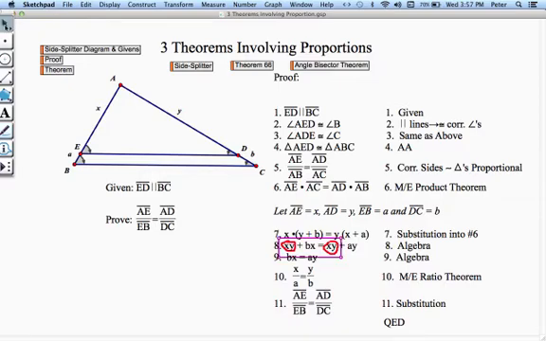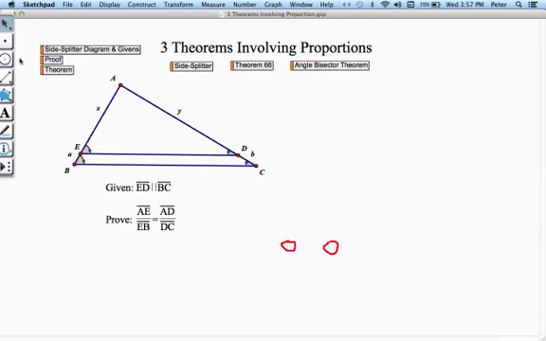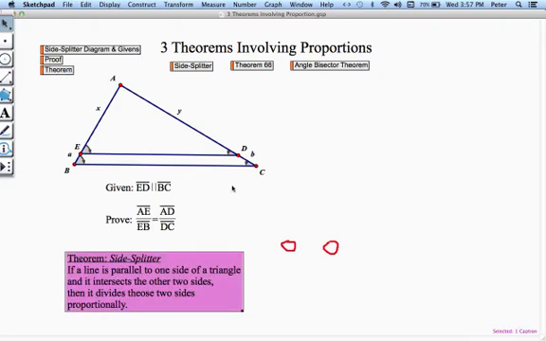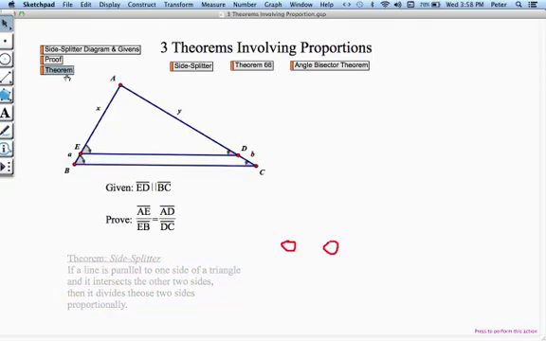All right, that leaves us with just this theorem. If a line is parallel to one side of a triangle, just as ED is to BC, and it intersects the other two sides, then it divides those two sides proportionally. And that's called the side splitter theorem. It helps you to solve for either A, X, Y, or B. Okay, let's take a look at theorem 66.